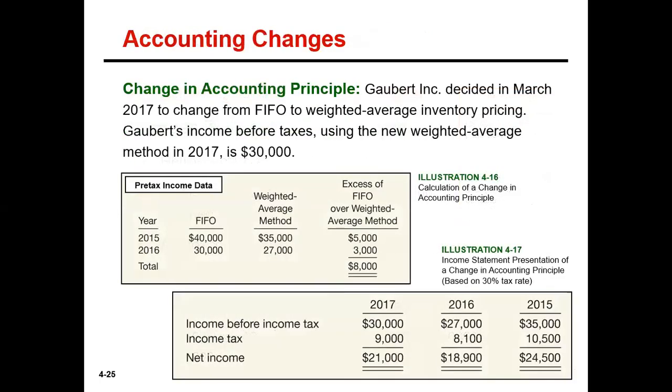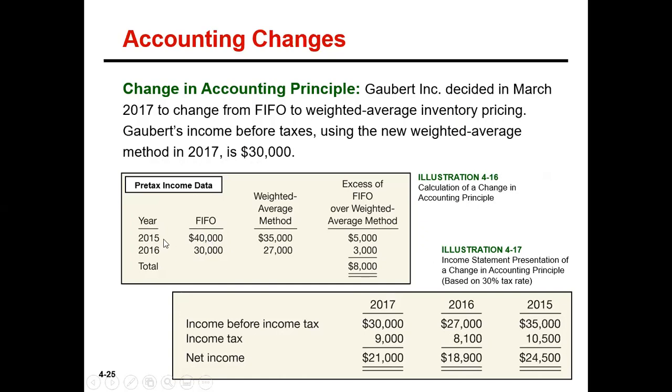And here's an example. It says Gaubert Inc. decided in March 2017 to change from FIFO to weighted average inventory pricing. Gaubert's income before taxes using the new weighted average method in 2017 is $30,000. So in 2017, we prepare our financials using the weighted average inventory method, and that's all fine and good. But now we need to go back and make a retrospective adjustment to 2016 and 2015.